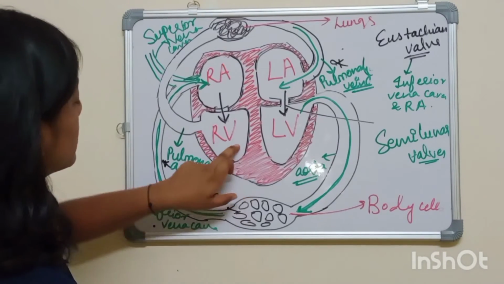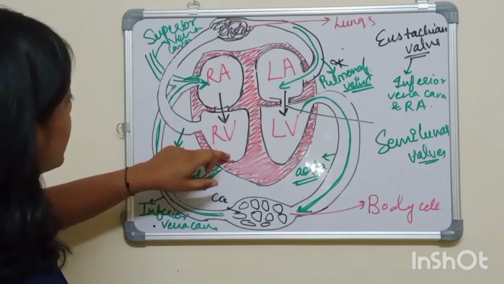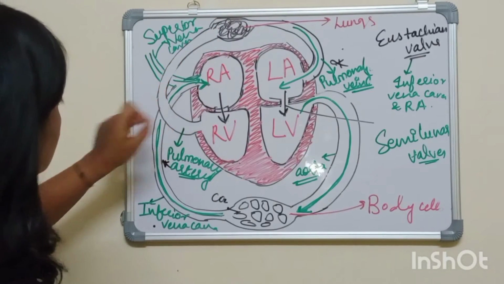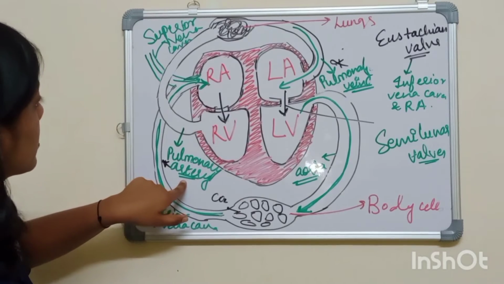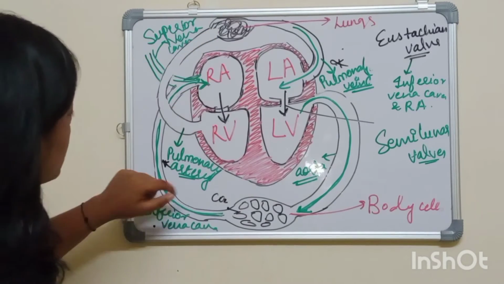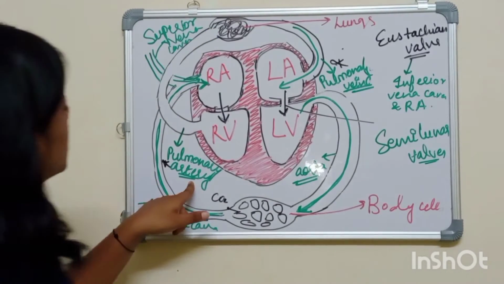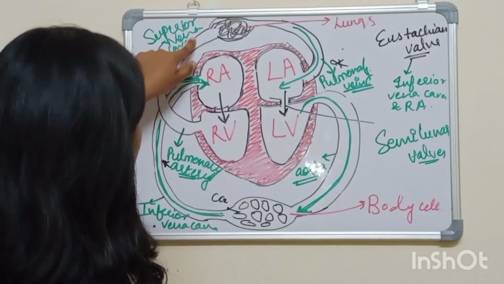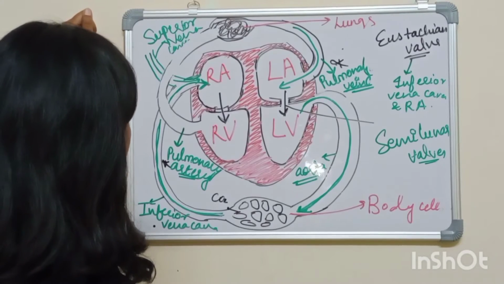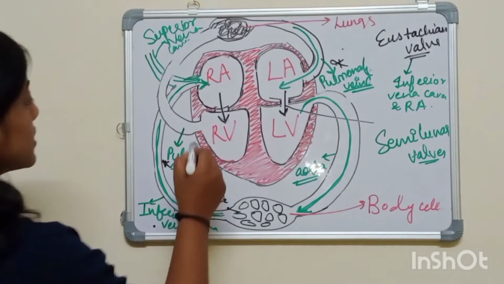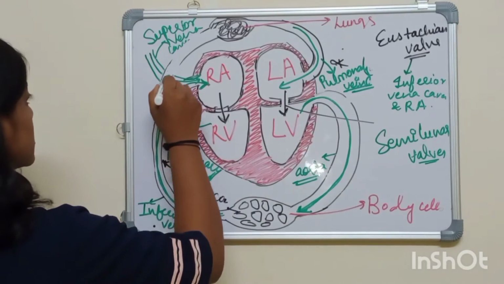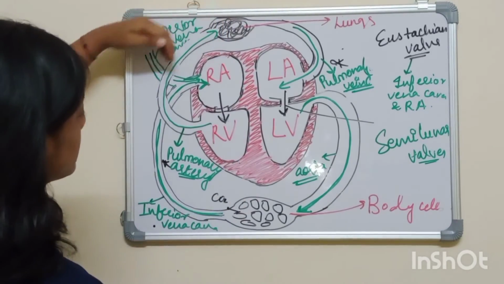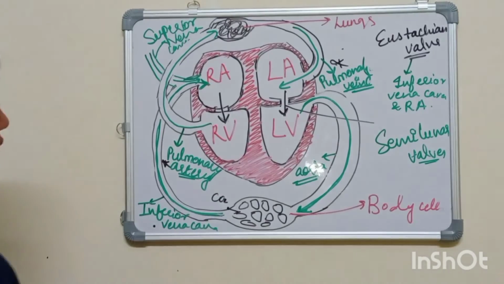Now there is a valve between the right ventricle and the pulmonary artery. That is known as the semilunar valve. It prevents the backflow of blood through the pulmonary artery. This blood goes to the lungs, so there is a valve that prevents the backflow of the blood, right? That is known as the semilunar valve.